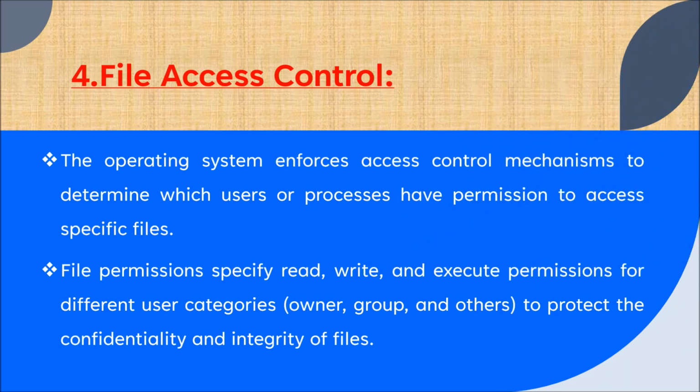File access control. The operating system enforces access control mechanisms to determine which users or processes have permission to access specific files. File permissions specify read, write, and execute permissions for different user categories, owner, group, and others, to protect the confidentiality and integrity of files.